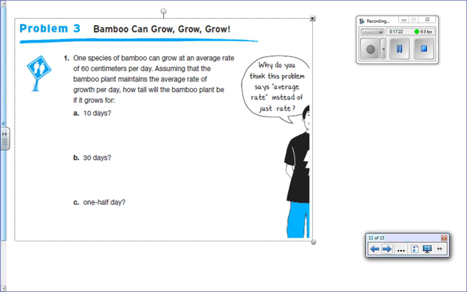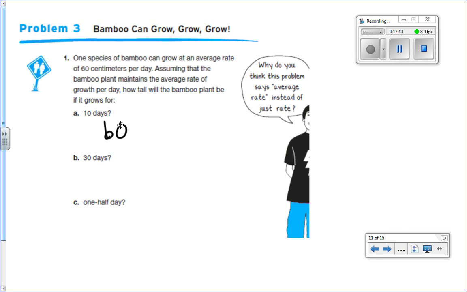Problem 3 says bamboo can grow, grow, grow. One species of bamboo can grow at an average rate of 60 centimeters per day. Assuming that the bamboo plant maintains the average rate of growth per day, how tall will the bamboo plant be if it grows for 10 days? Well, if it's 60 centimeters per day, and then times 10 days, that's going to give us a total of 600 centimeters.